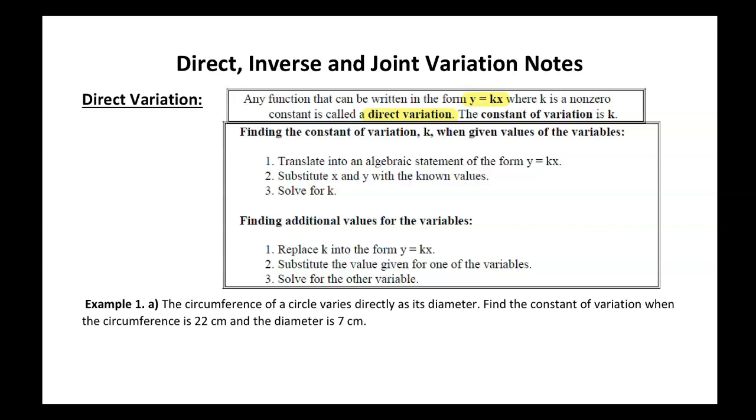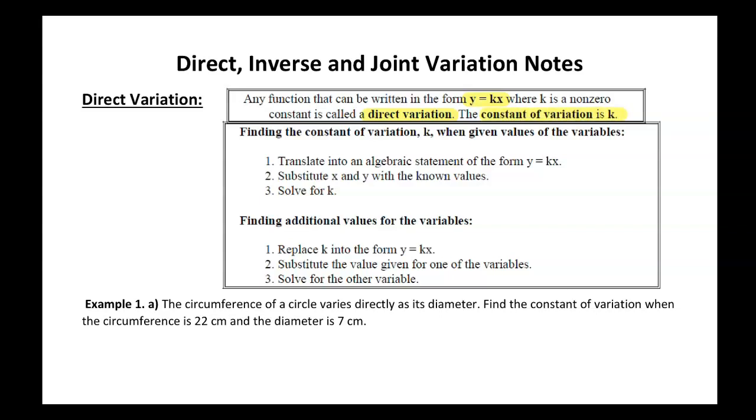By having that notation where it says k is a non-zero constant, that just means that this k value here can't be zero. It could be -1, -1/3, +1, +1/3. It can be any value except for zero. And the last thing that I want to highlight is that the constant of variation is k.